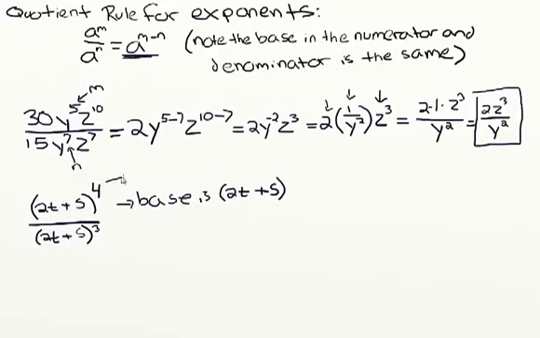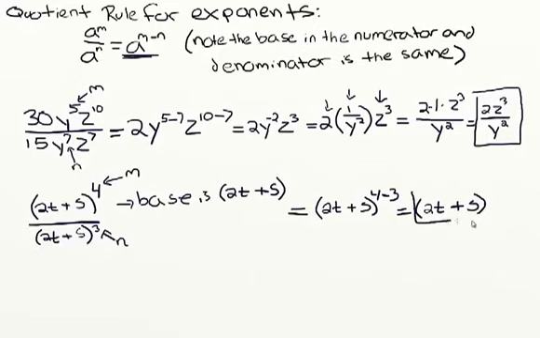So we're still going to have our m to be 4, and now our n is going to be 3. So now we can write this as 2t plus s, and then we have our m is 4 minus our n is 3. Well, 4 minus 3 is just 1, so we're left with a 2t plus s. And that is our answer for that example.